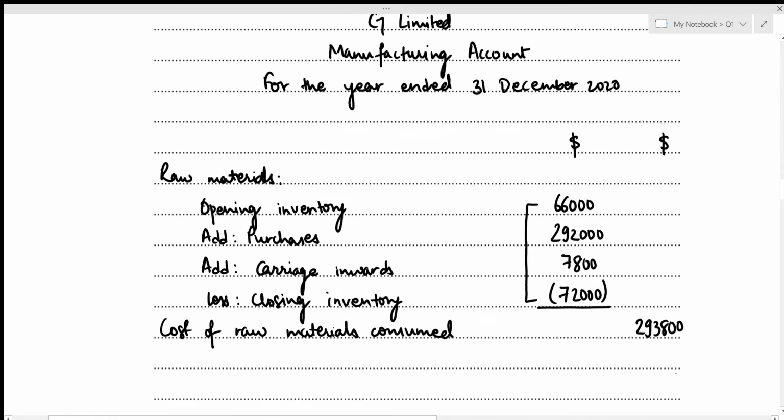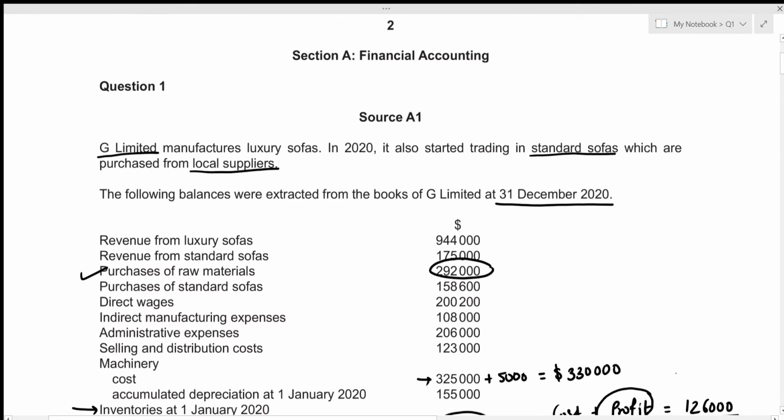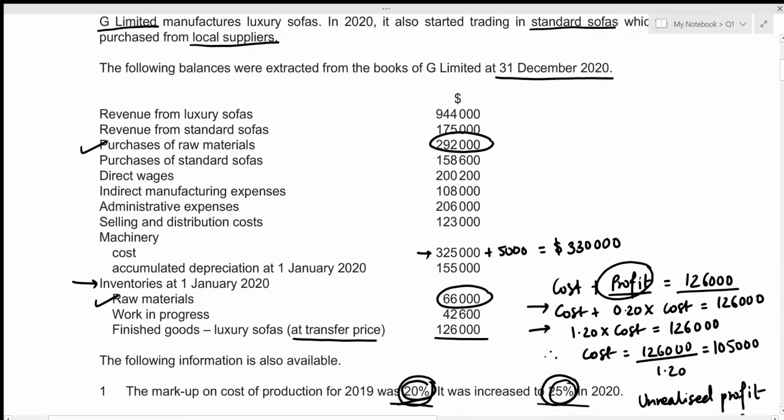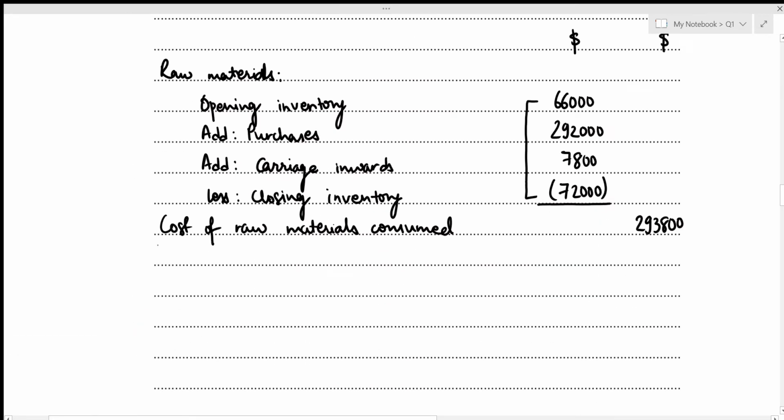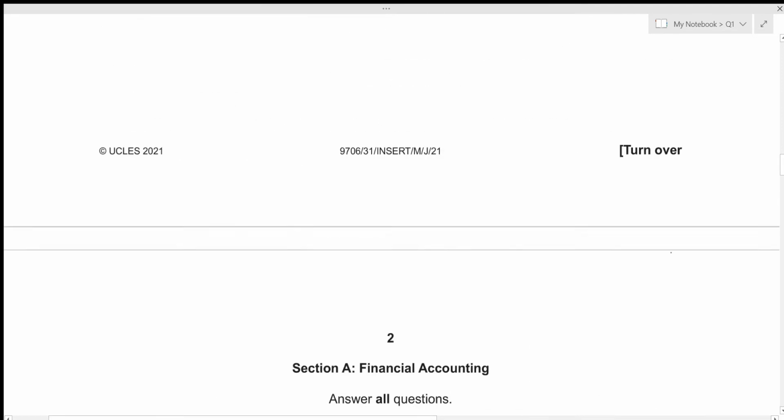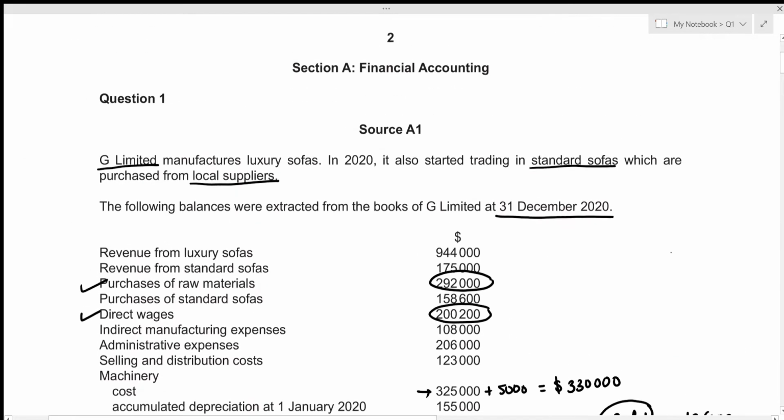Okay, so now we again need to add other direct costs associated with our factory. So let's have a look at the above information. We are given direct wages, so that's a direct cost, right? And it amounted to 200,200. So let's include that. Direct wages amounted to 200,200. Let's look for any other direct costs.